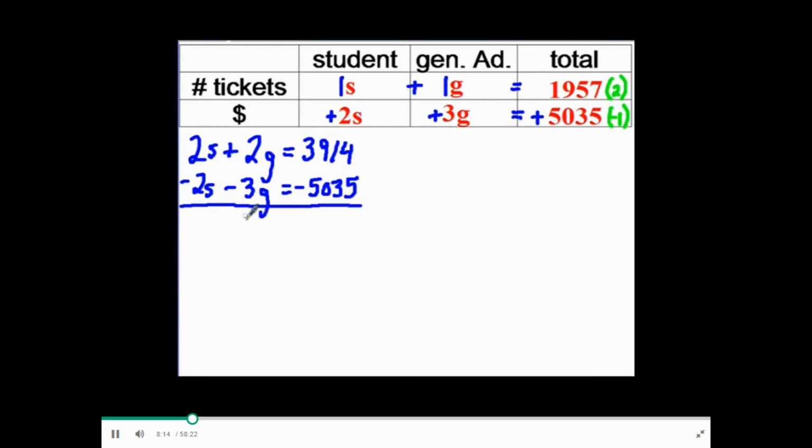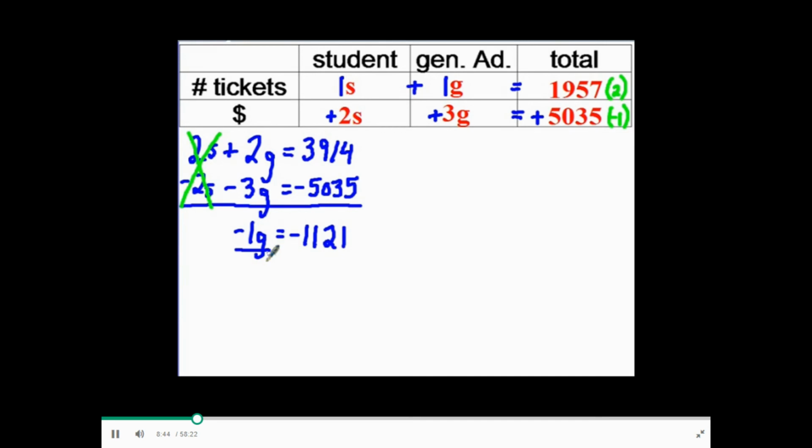For my next trick, I'm going to go ahead and do some canceling. 2s minus 2s cancels. They're gone. They've been eliminated. Let's do some subtraction now. 2 minus 3 gives me negative 1. And then here we're going to do 3,914 minus 5,035. That gives us negative 1,121.